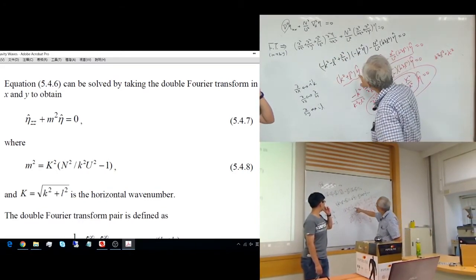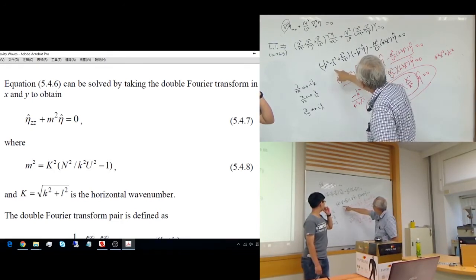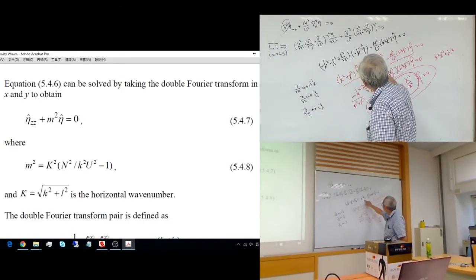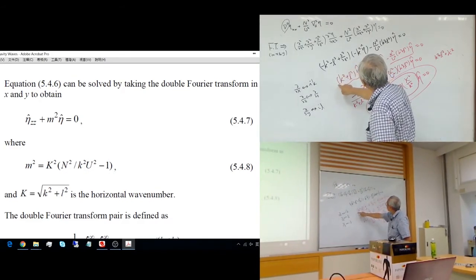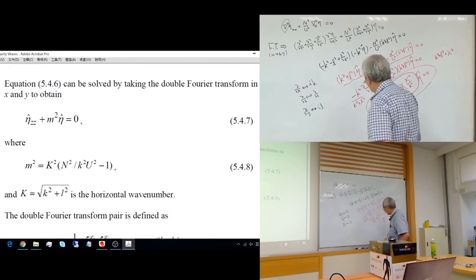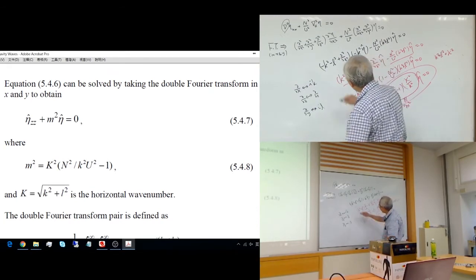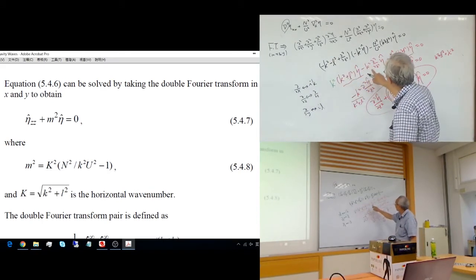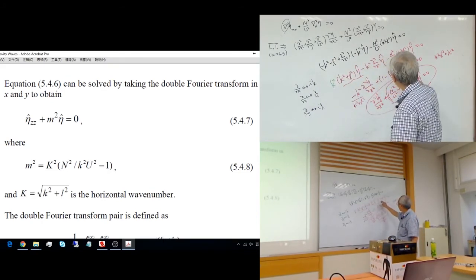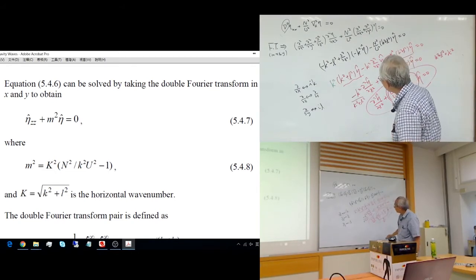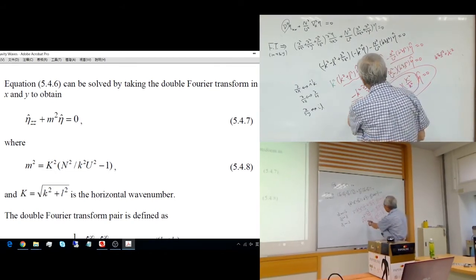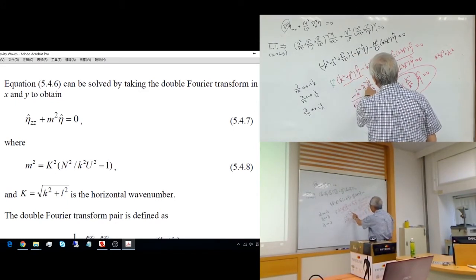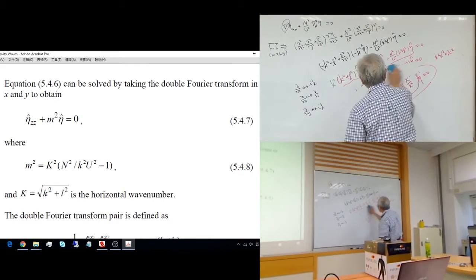Let me see. Okay, so here may be right. Let's double check. So this term, there's a K here, right? K here, that's good. So we have K here, and then we have K here. Yeah, that's correct. And then we have K squared. Okay, so let's redo it.